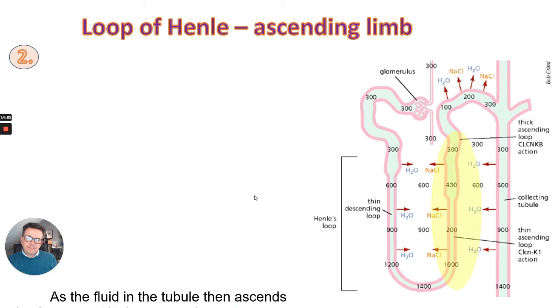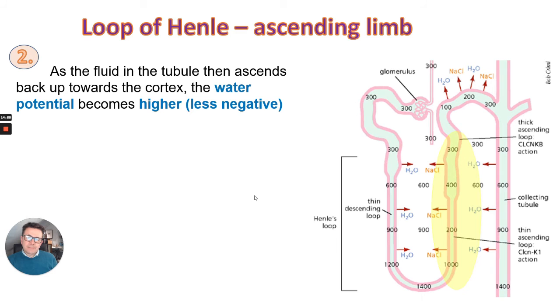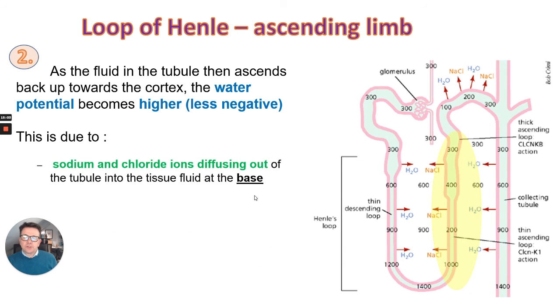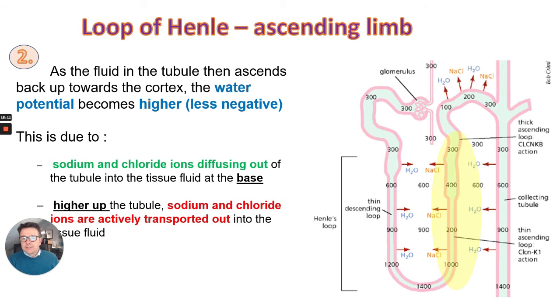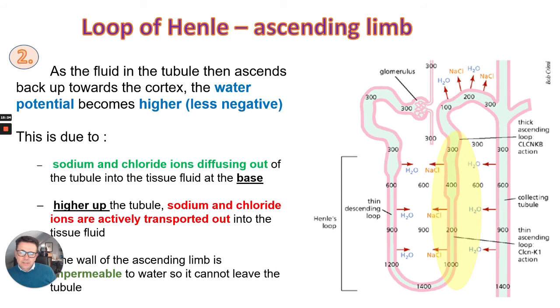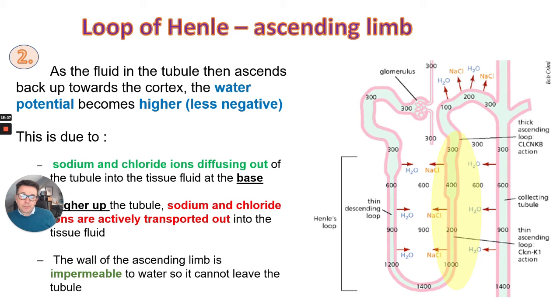Secondly, on the ascending limb, as it ascends back up towards the cortex of the kidney, the water potential now becomes higher or less negative. The reason is that sodium and chloride ions are diffusing out of the tubule into the tissue fluid at the base. Higher up the tubule, sodium and chloride ions are being actively transported out. This is to raise the water potential as you reach the distal convoluted tubule. The walls of the ascending limb are impermeable to water, so it cannot leave the tubule.